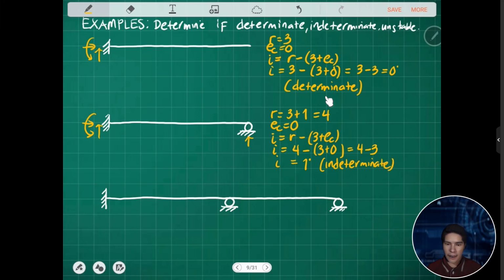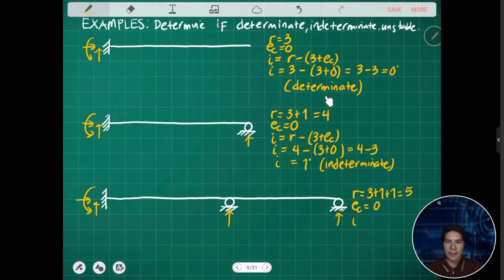Okay, so how about a continuous prop beam? Again, we have 3 reactions at the fixed support and 1 at the roller. So the number of reactions is 3 plus 1 plus 1, a total of 5 reactions. There is no internal hinge and no internal roller, so we have 0.